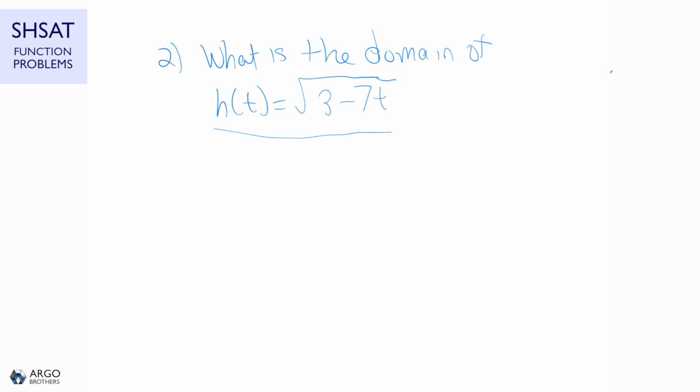Alright, what is the domain of h of t equals the square root of 3 minus 7t? So the domain would be all the t values that are possible. Well, we have a square root sign, so we know that no negative can be under. So I propose that we find out where 3 minus 7t is less than 0. So less than 0, not less than or equal to, because it can be equal to, so just less than 0. Let's try that. 3 minus 7t less than 0.